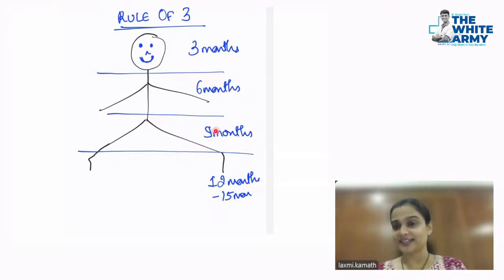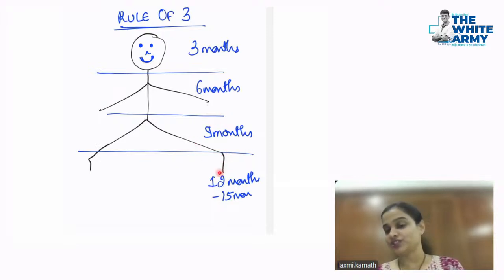That means the child is able to sit without support at around 8 months, and also able to do crawling and creeping by 9 to 10 months. By 12 months, it uses its foot. That is, it is able to stand on its own and even sometimes walk a few steps on its own. This is 12 months. So this is how you divide and remember by using the rule of 3.